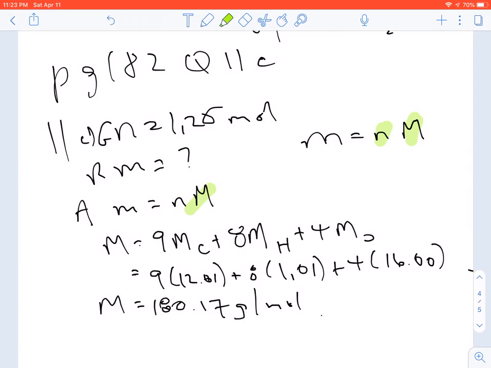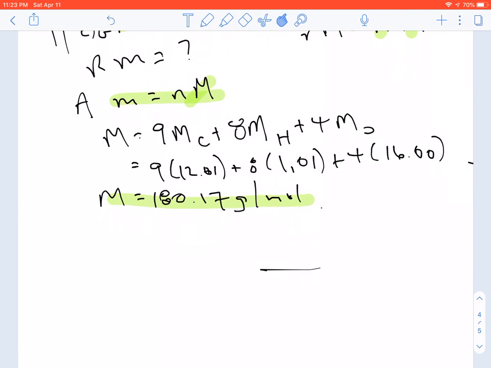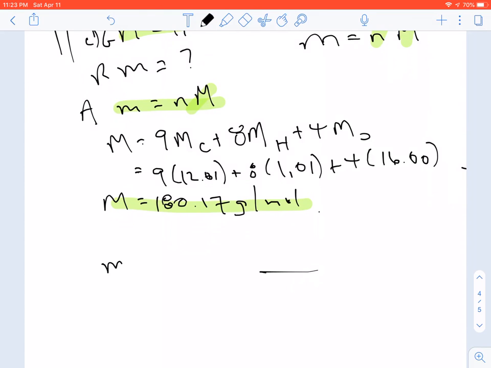Now I can go back and solve for the mass using the number of moles that was given in the question and the molar mass that we've just calculated here. Okay, so let's do the math. Mass is equal to number of moles times molar mass. Number of moles is 1.25, and the molar mass is 180.17. Getting 225 grams.